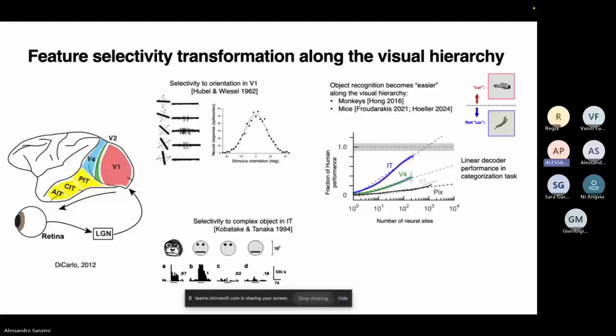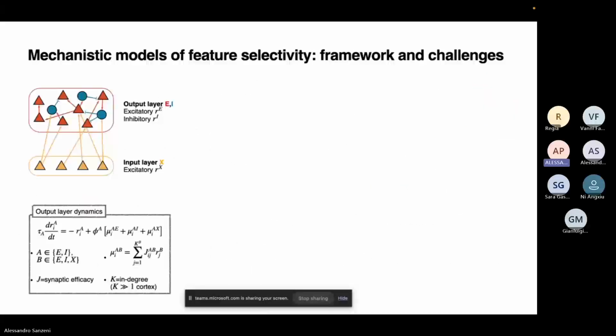Okay, so now I showed you what selectivity of neural response is and why I think it's important to study. So the main question that I focus on is: what are the mechanisms that shape this selectivity? So how does the network produce this response? Okay, so I will give you an overview of a few existing models.